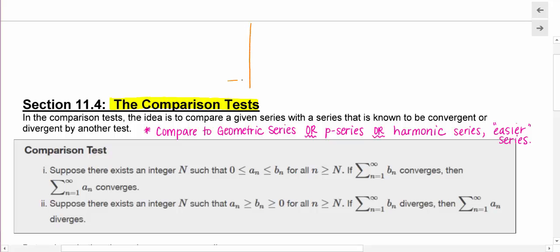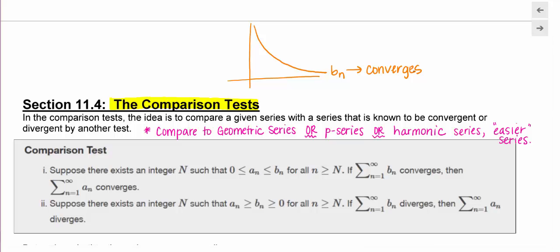So let's say that you have some known series, and I'm just going to graph it. It looks like so. And we're going to call that series B sub n. We know this series converges. Let's say I did the geometric series test, my common ratio was 1/3. That's less than 1, so I know that series converges. I'm just making it up.